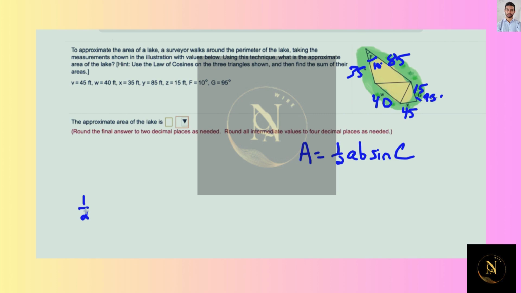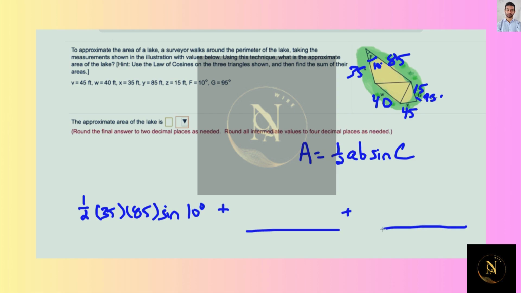It would be 1/2 times 35 times 85 times the sine of the included angle, 10 degrees. Okay. But we got to find information to help figure the rest out.